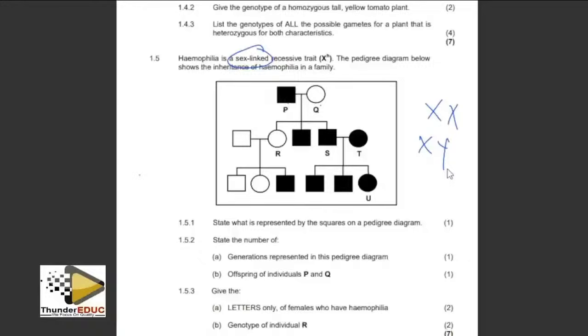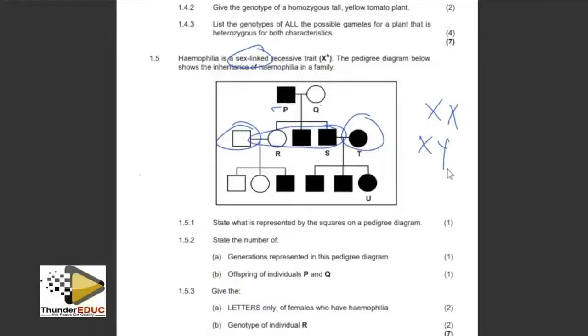All right. How many kids are produced by P and Q? It's 1, 2, 3, 4, 5. I know many people are going to say that. It's not. They are not 5. No. This one is an intruder. This one got married to this. This one got married to this. So there are only 3 kids. How many generations are here? 1, 2, 3. There are 3 generations.